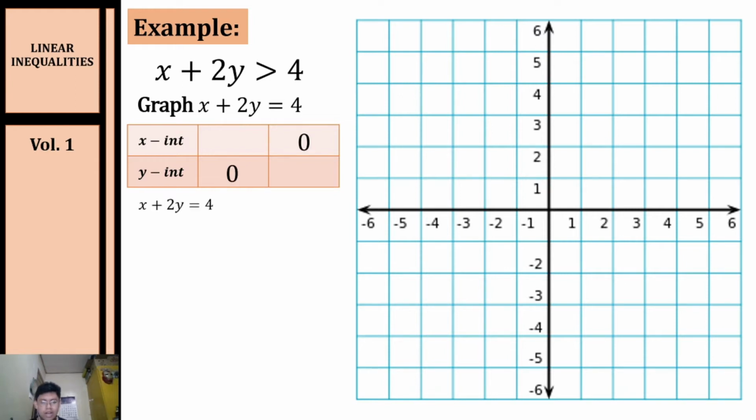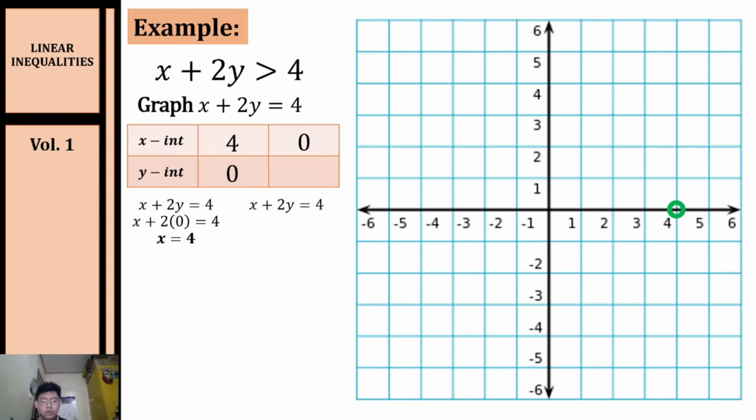So, let's solve for our x-intercept. We replace y with 0, solve for the value of x, x is equal to 4. So our x-intercept will be located at (4, 0). In this case, we're going to use an open circle because our inequality symbol is greater than. Next, let's have our y-intercept.